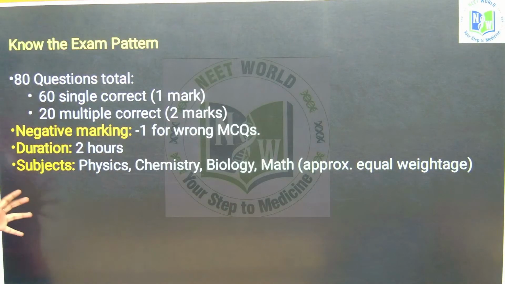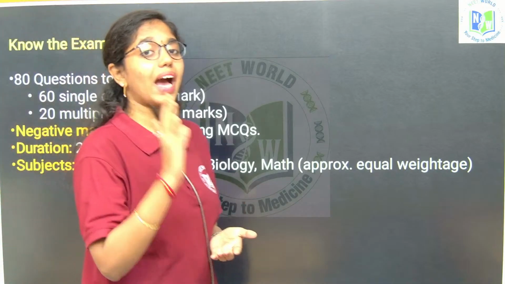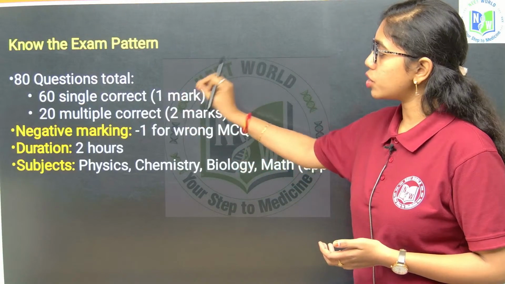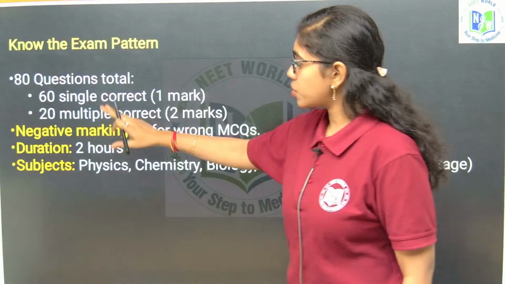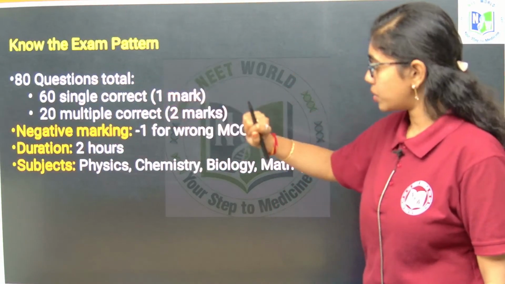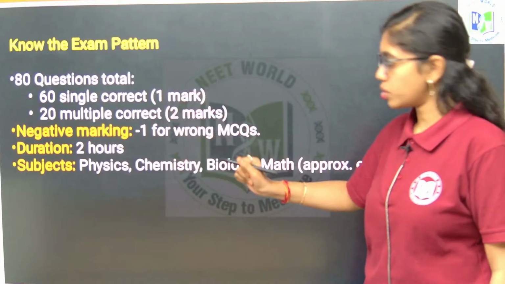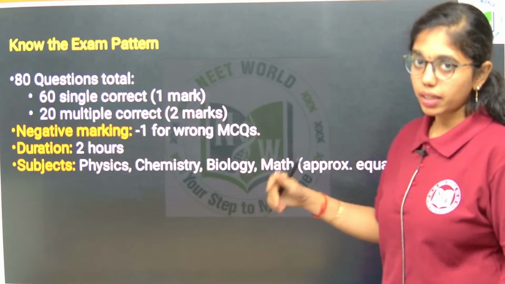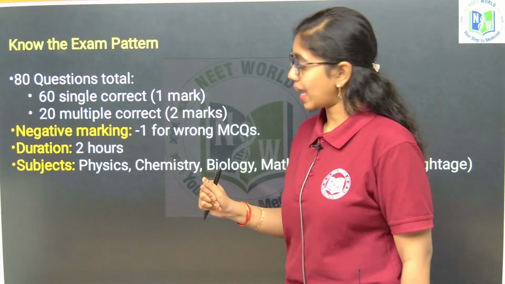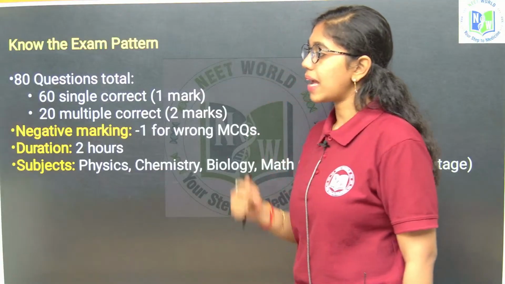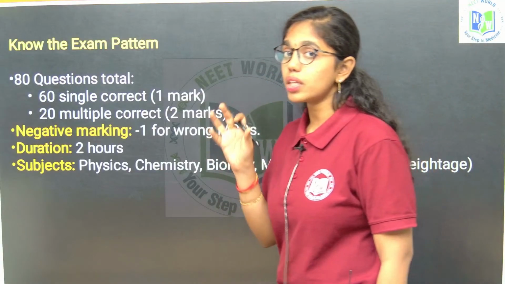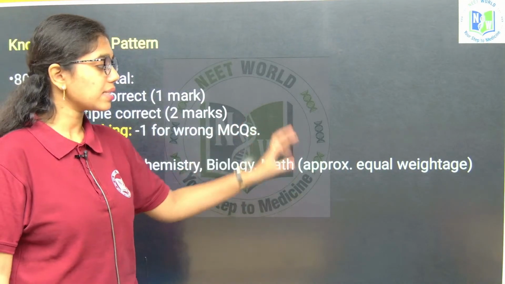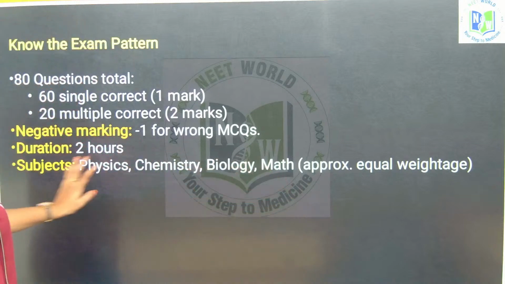Know the exam pattern first. For any exam we attempt, first we have to know the exam pattern. The exam has 80 questions in total, of which 60 are single correct, 1 mark questions, and 20 multiple correct choice questions. There will be negative marking, 1 negative mark per wrong MCQ answer, and the duration of the complete exam is 2 hours. The subjects included are physics, chemistry, biology and mathematics, with approximately equal weightage for all of the subjects.